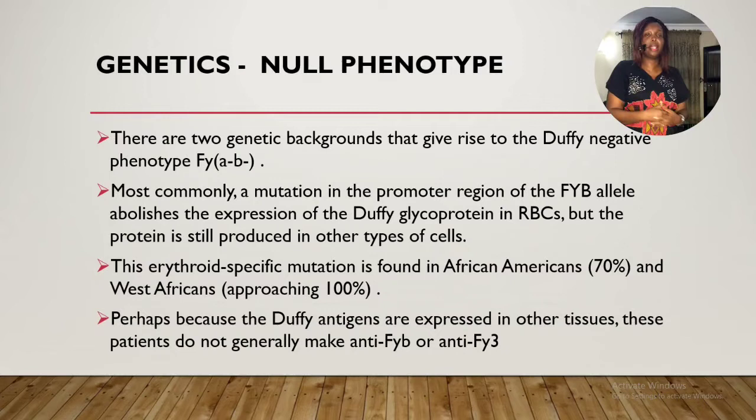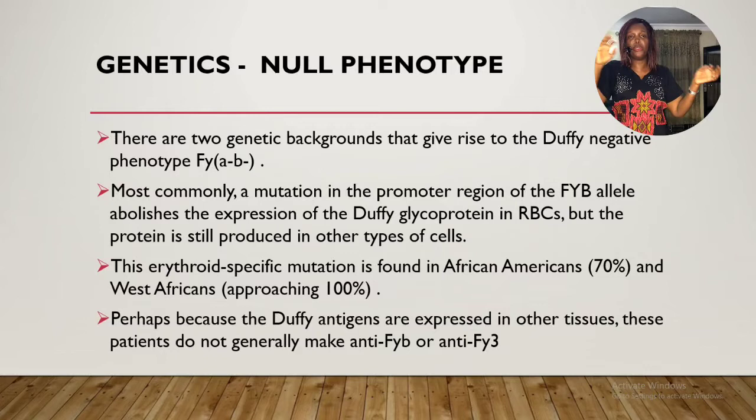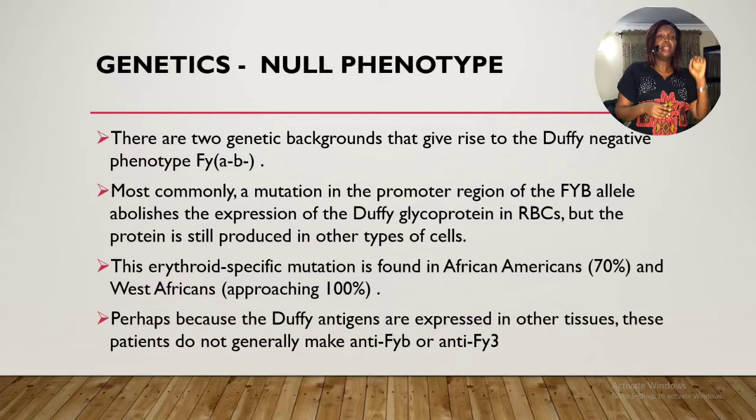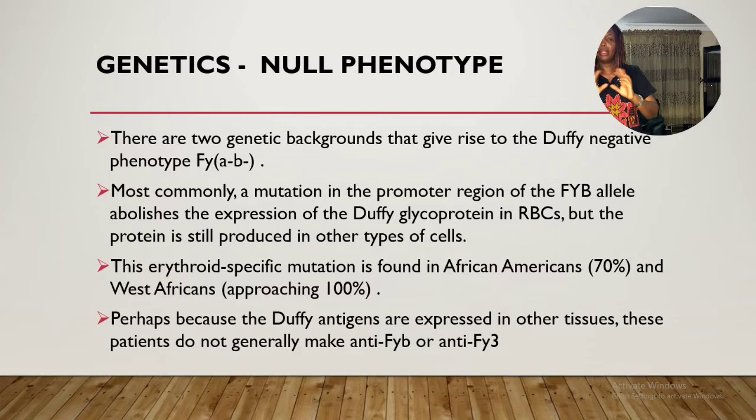They cannot produce Duffy antigen on the surface of their red cells, but they are able to produce Duffy antigen in other tissues and organs of the body. Because of this, these people cannot make anti-Duffy 3. Because they have this Duffy antigen in that part of the body, they cannot make an anti-Duffy 3.